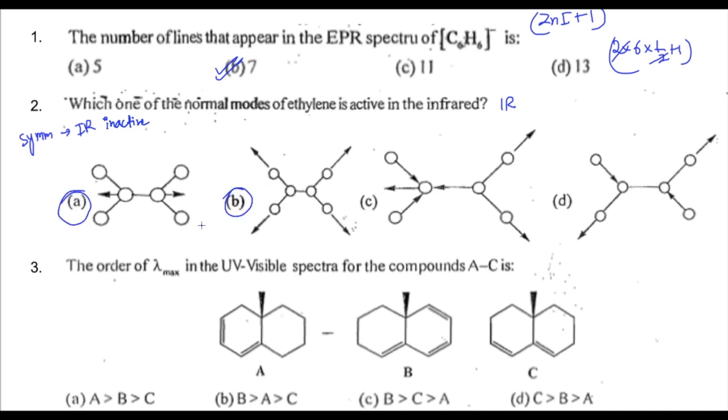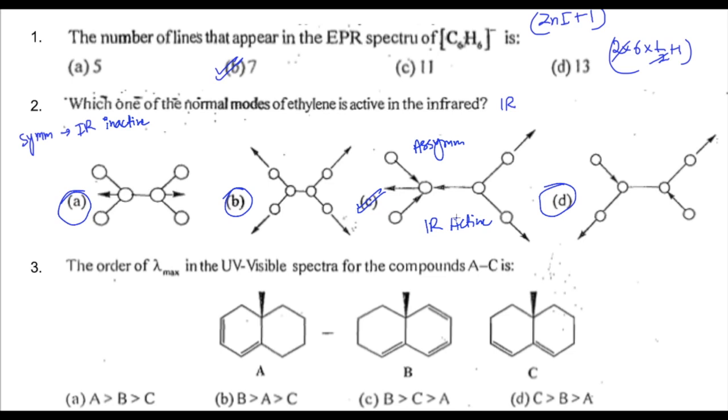The second option is also a symmetrical stretching. And the third one, you can see it's not a symmetrical stretching. These two bonds are being stretched, this bond is compressed in this direction, and these two bonds are again getting compressed. So this is basically an asymmetrical stretching, and this will be IR active. So option C has to be the correct one. D again is a symmetrical stretching, two bonds being stretched, two bonds being compressed, so again it's IR inactive.